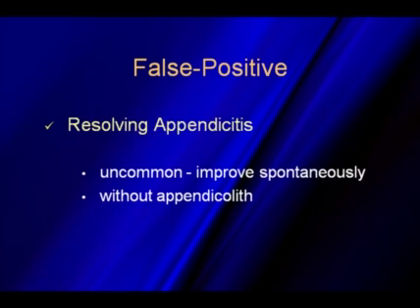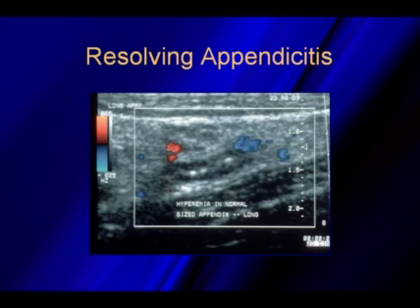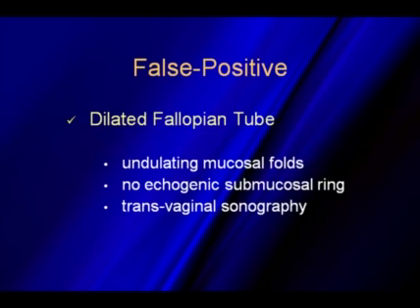So looking at resolving appendicitis, it's fairly uncommon, but it can resolve spontaneously, and the key to that is typically these patients will not have an appendicolith when they do have resolving appendicitis. So this was one of the daughters of one of our radiologists who happened to be home on spring break from college, and she came in with right lower quadrant pain. We scanned, she had hyperemia, but you can see her appendix is normal in size. So we did follow her up again, and next time we took a look at it, it was still normal in size, but no increased blood flow within that. So we assumed that she did have a case of resolving appendicitis.